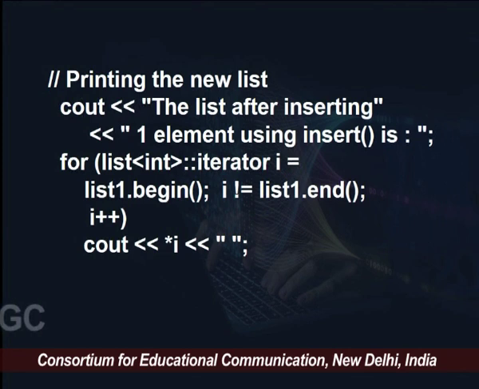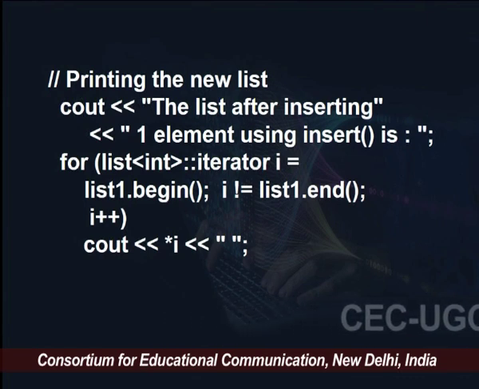So, starting from list 1 dot begin to list 1 dot end, you are going to increment the position of this iterator I by using I plus plus. As this iterator is kind of a pointer, in order to get the value at that particular iterator, we are going to use asterisk I. So, cout asterisk I.